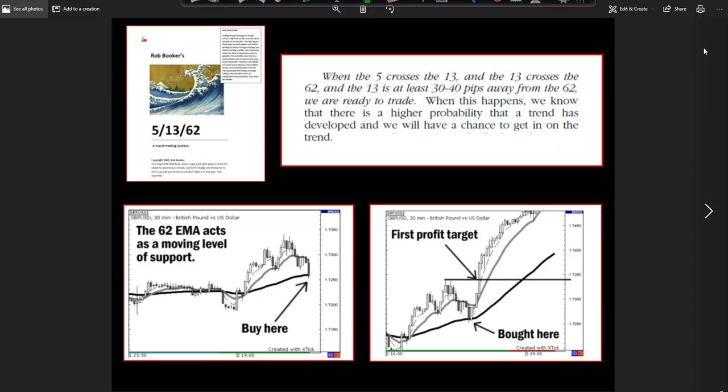One of the guys out there leading the way was this guy named Rob Booker. And Rob and I have since become real good friends. He had this download, the first system I was trading, 5-13-62. And it was a pretty simple system. You look for your EMA 5 to cross your EMA 13, and after that happens, if price crossed the 62, you had a trade. Then he revised it as time went on, and he just did the pullback test of the 62, as you see in the bottom left and bottom right.